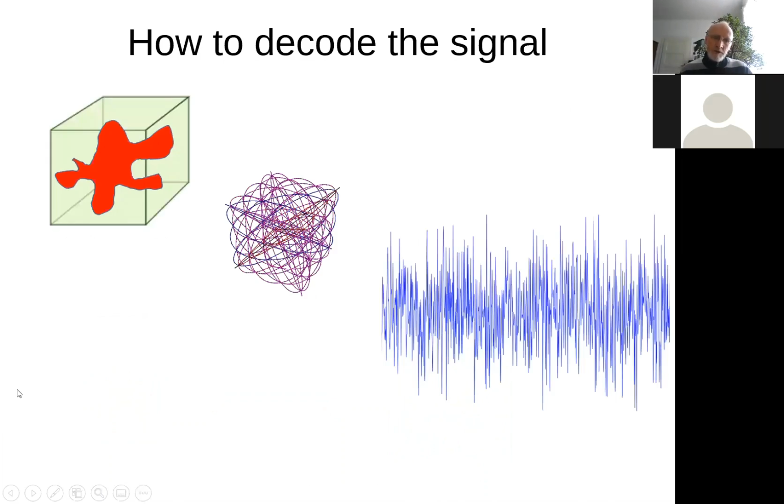So I will get back to the problem of the volume later, and now we can have a look at how to decode the signal. This is pretty complicated. We have a sample in the space. We can measure some signal along the Lissajous trajectory, and how do we decode this?